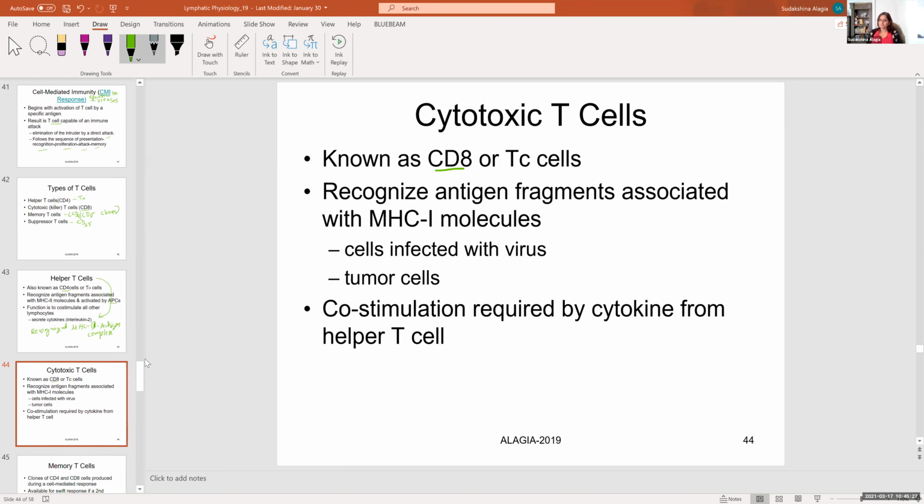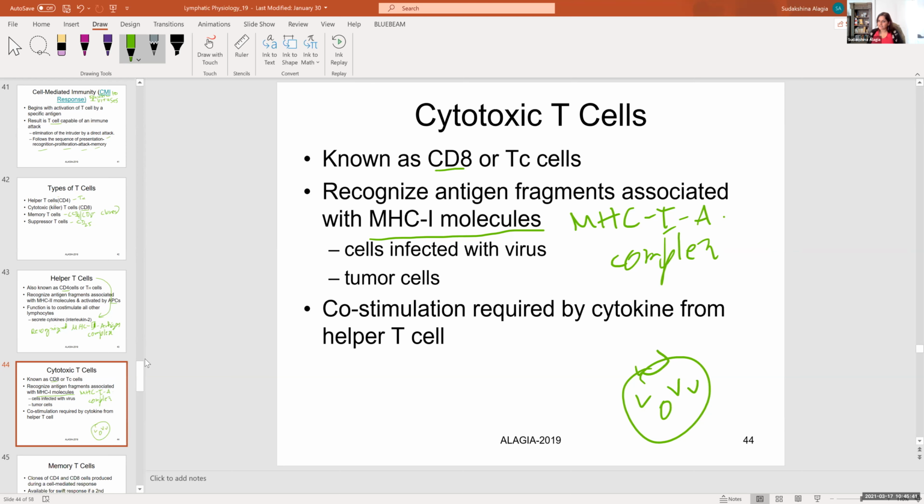CD8 cells recognize the MHC1 antigen complex. So when a nucleated cell is infected with the virus and is displaying the viral antigen with its MHC1, who is going to recognize this? CD8, not CD4, not B, CD8.